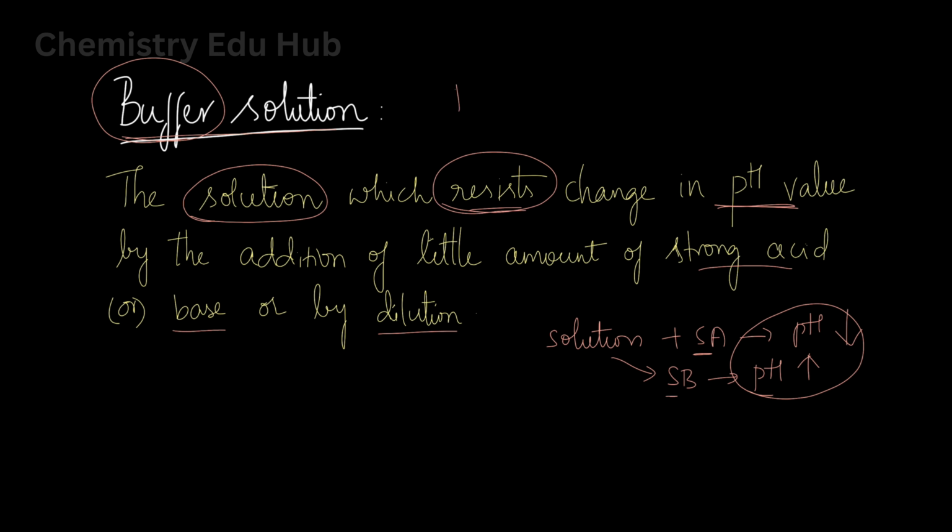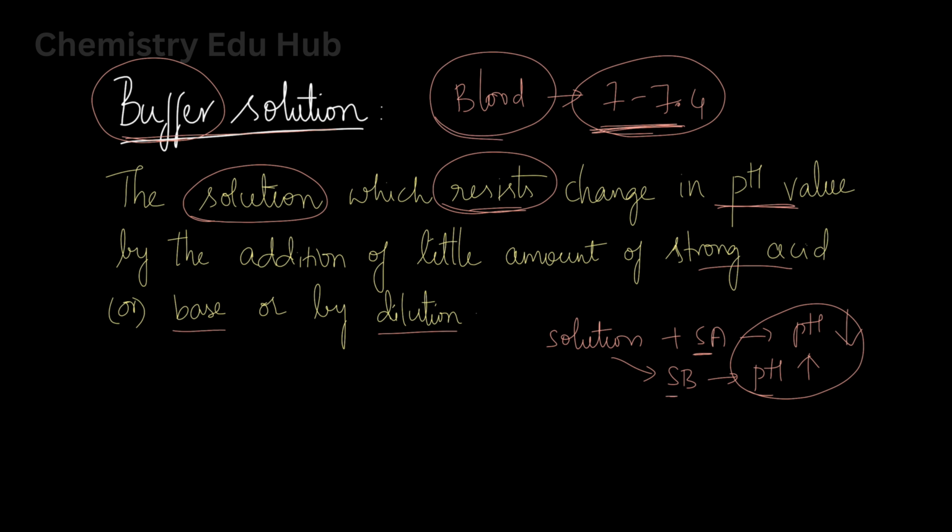The best buffer that we can talk about is the blood that all mammals have. This blood has a pH range of 7 to 7.4. So whenever you eat any alkaline or acidic foods or drink a lot of water, the pH of the blood will still be 7 to 7.4 only, and the pH of the body will be the same. It's because of the buffer that we have in the body.